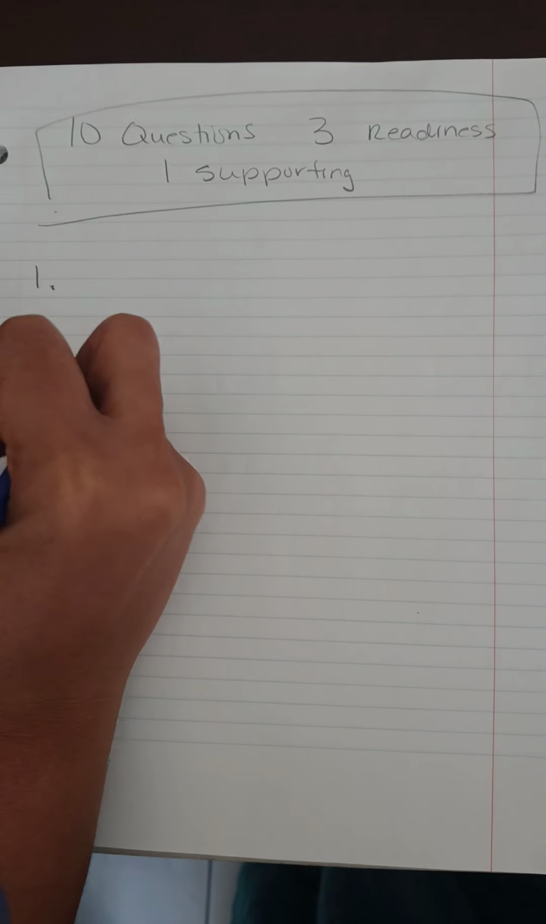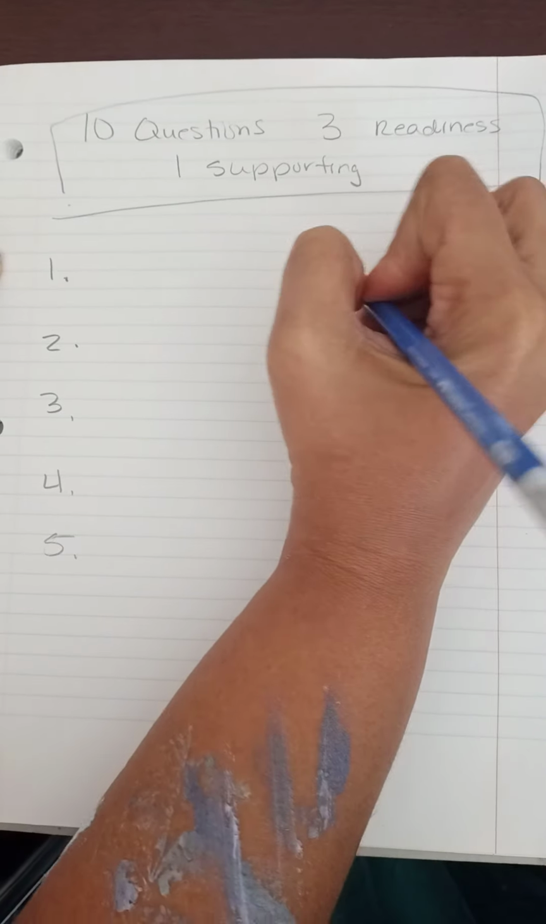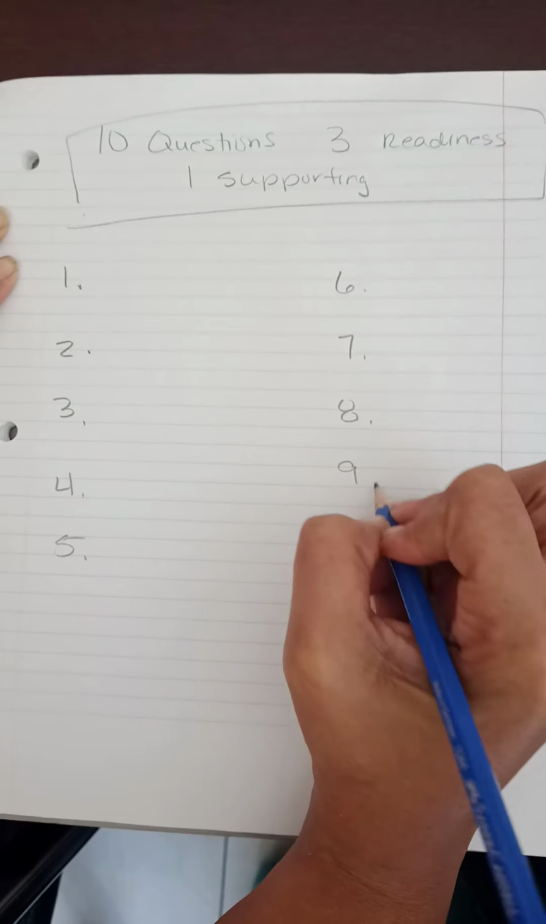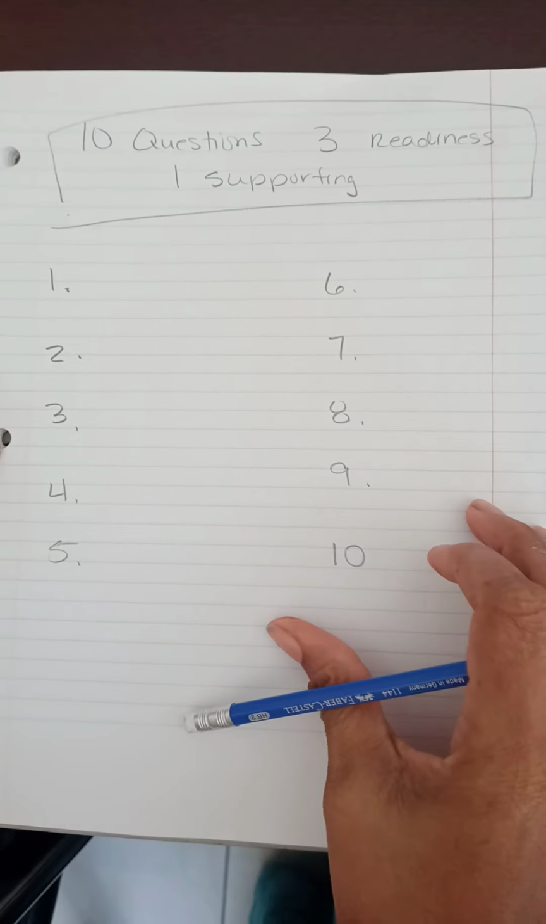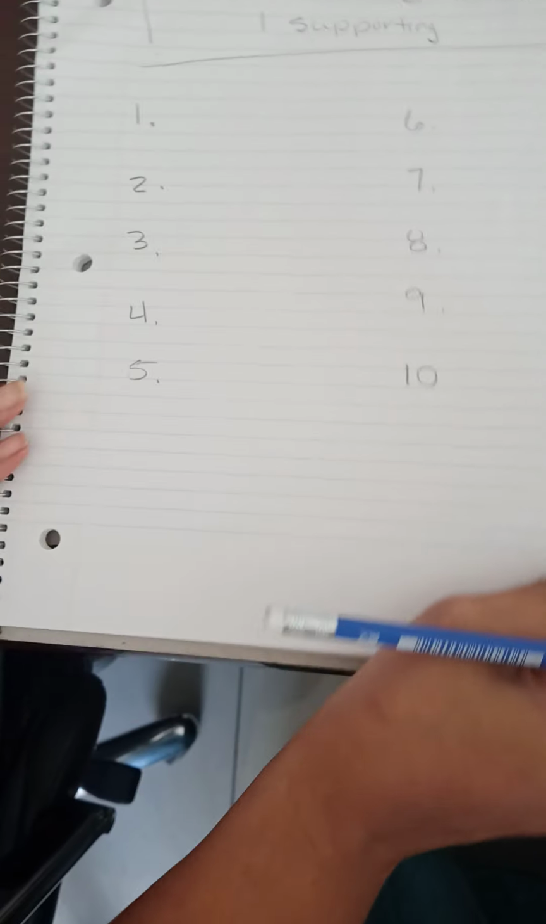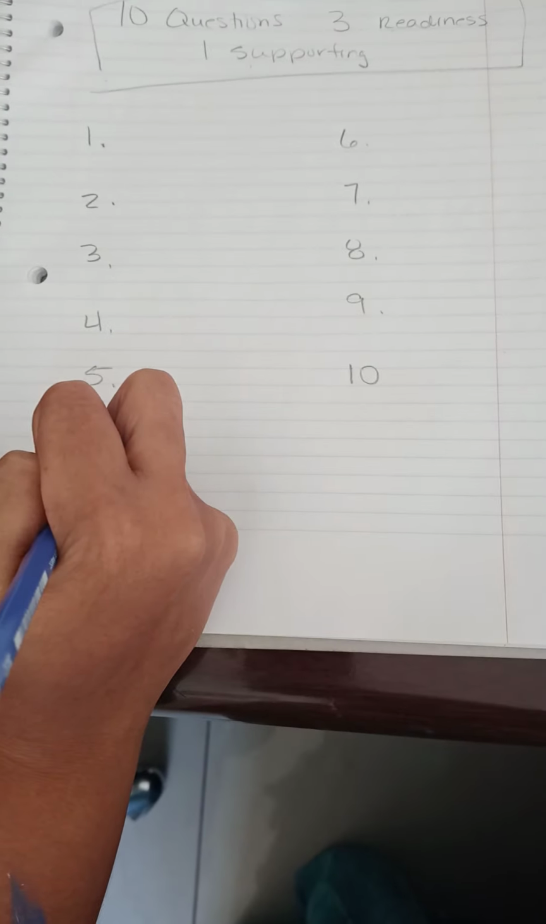So I'm going to quickly just go 1, 2, 3, 4, 5, 6, 7, 8, 9, and 10. So this is going to represent my 10 questions. I have 3 readiness and 1 supporting, so I'm going to make the following key. This is my readiness, so I'm actually going to delete that.